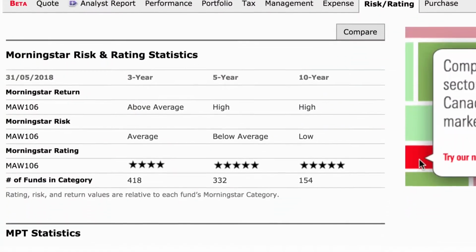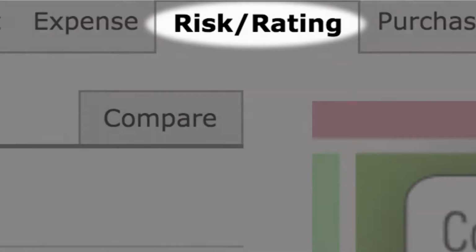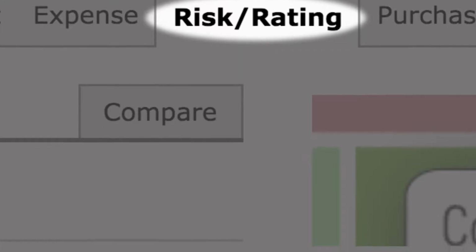Beta is one of the modern portfolio theory statistics reported by Morningstar. Beta, along with the other MPT statistics, can help investors assess the risk and return characteristics of investments. You can find them in the risk section of a fund or ETF's Morningstar report on morningstar.ca.